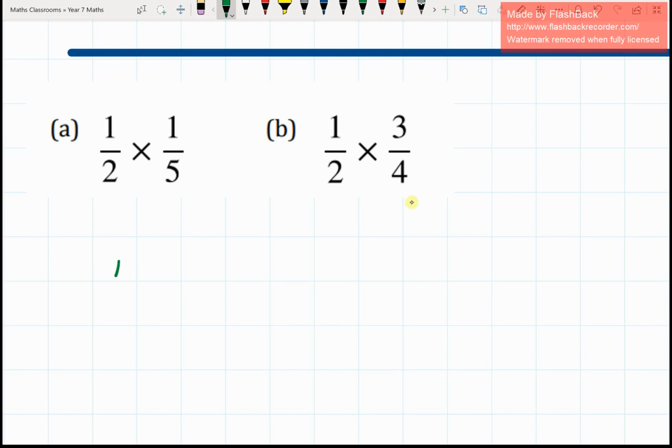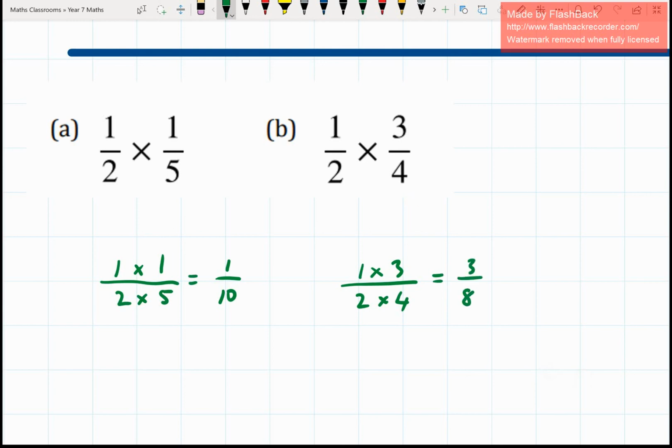So just remember, I can rewrite my fraction like this. And I can say, do any of these cancel each other out? Well, they don't. So 1 times 1 is 1, and 2 times 5 is 10. So my answer is that. Remember, I can rewrite as 1 times 3 and 2 times 4. And I look at it and say, do any of these cancel each other out? And they don't. So I just times them through. And I have 3/8, all right? But you might find that some of these numbers do cancel each other out. So just remember that as we go through.